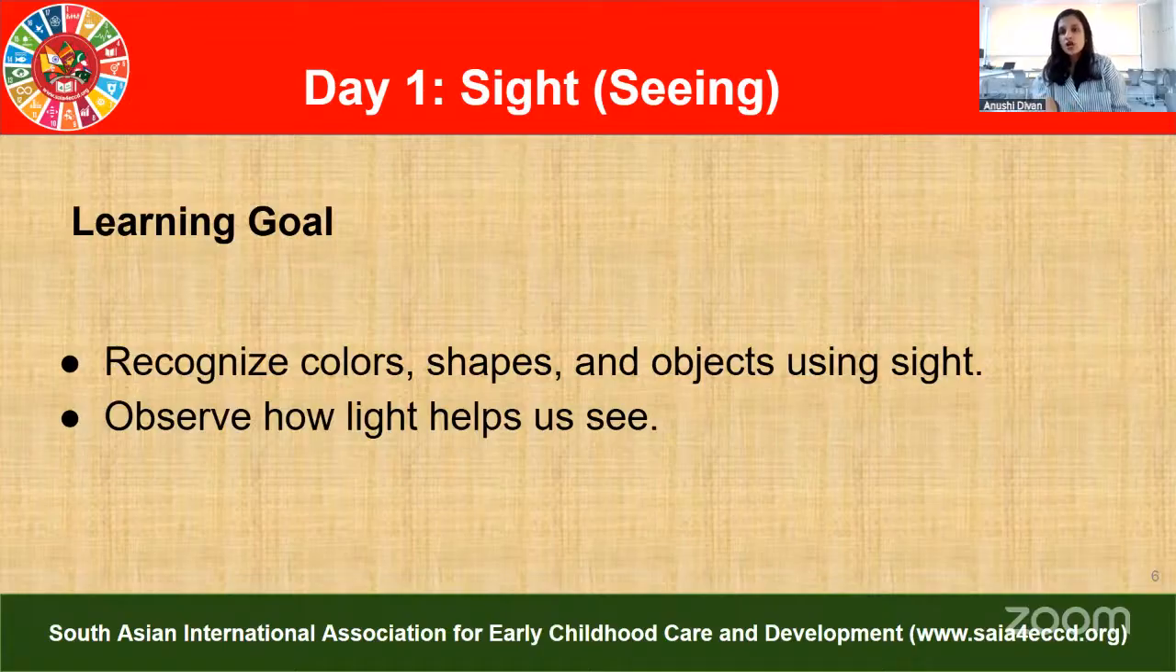So 3 things. Using eyes, or sight, as the sensory organ, students will be able to differentiate between different colors, shapes, and objects. And obviously, students will be able to associate eyes with seeing, and how light helps us to see objects.